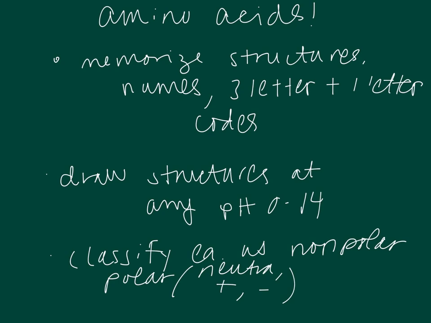Okay, so this video is all about memorizing the amino acid structures, their names, their 3-letter codes, and their 1-letter codes. You should be able to draw structures at any pH between 0 and 14. That's where the pKa video is going to come in. It's going to help you determine the charge of the amino acid functional groups at any pH between 0 and 14.